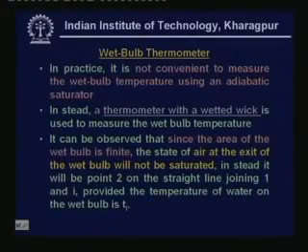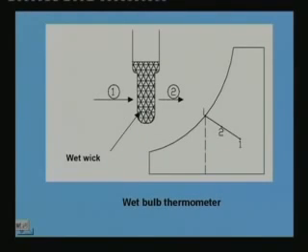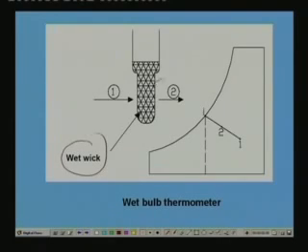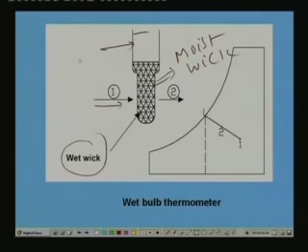So, in practice what we use is what is known as a wet bulb thermometer. What is a wet bulb thermometer? A wet bulb thermometer is nothing but an ordinary thermometer, but its sensing bulb is covered with a wet wick, that means you have a moist wick. Air flows over this, and the temperature measured by this we call the wet bulb temperature or WBT.